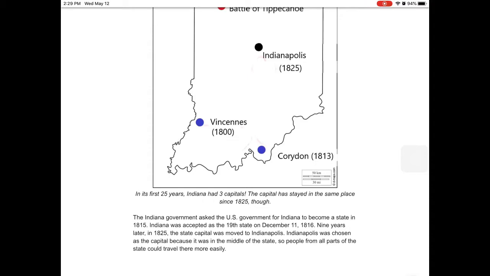Indiana was accepted as the 19th state on December 11th, 1816. Oh, it didn't become a state in 1815. It actually became one in 1816. Okay. So when I read ahead and behind, I can find out what exactly that date is about. It turns out the date that I need is December, writing down on paper, 11, 1816. Okay.